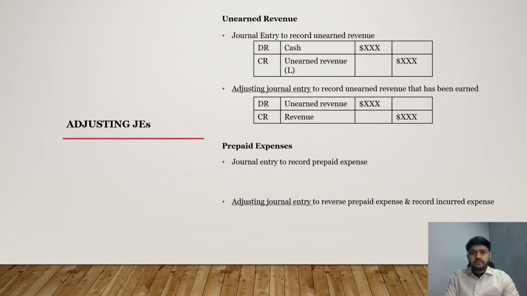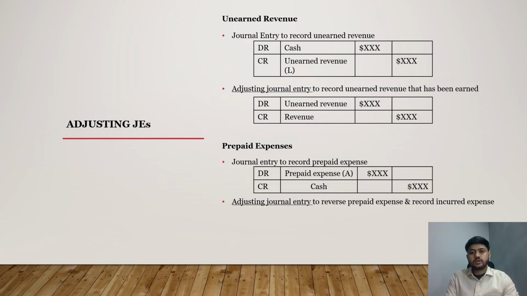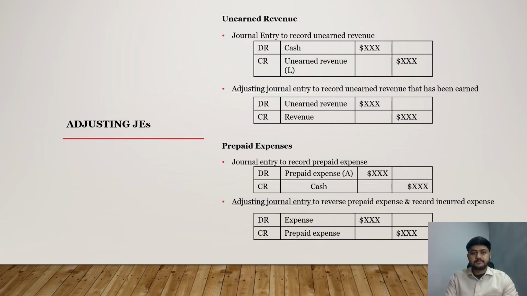Same is the case with prepaid expenses. Whenever you pay the expense and it is not incurred, then you will just book prepaid expense to cash. Here prepaid expense is an asset account because you have not incurred that expense, but still you have paid it to your vendor. And when you have incurred those expenses, you will cancel out the prepaid expense account and book it to expense.